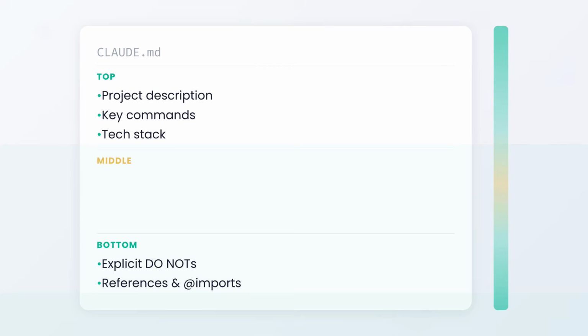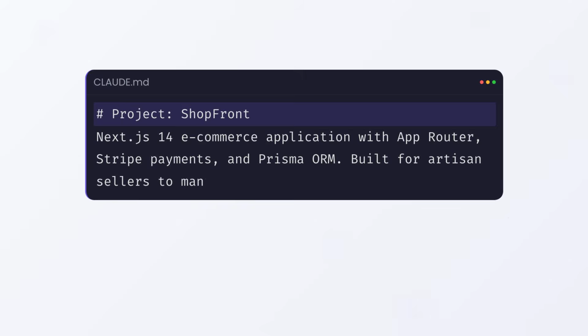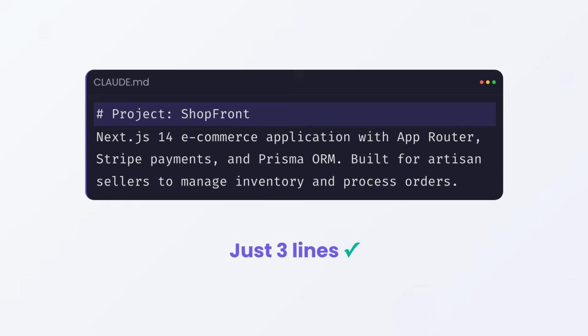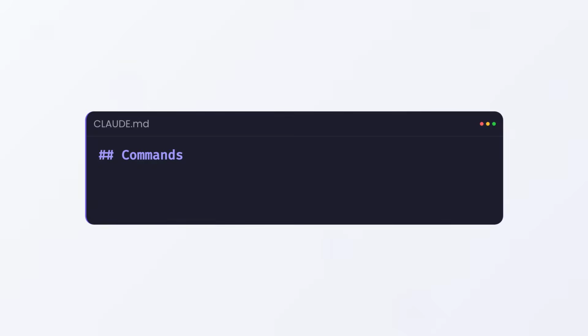Where you put things actually matters. Models pay more attention to the top and bottom of a document than the middle. Same cognitive biases humans have. So put your most critical instructions at the top and bottom. Start with a concise project description. 3 lines. Claude now knows what you're building, who it's for, and the core architecture. That's it. Be explicit with your key commands.